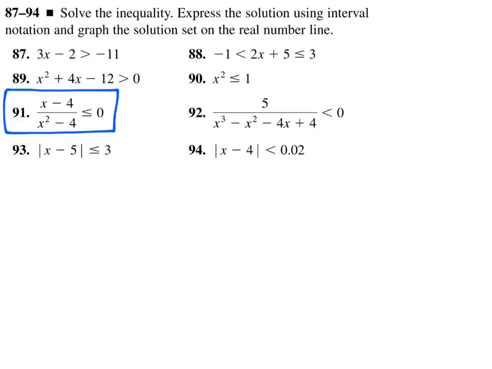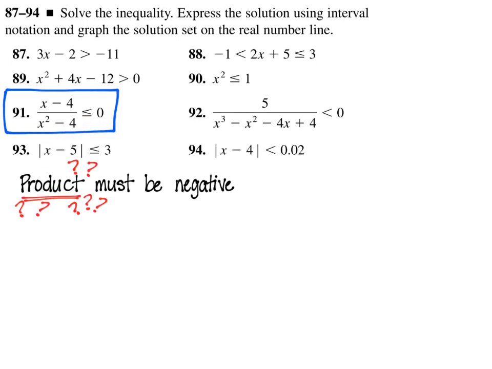This is Pre-Calculus Chapter 1 review. We're doing problem number 91 where we're doing inequalities, and we're looking at these inequalities, comparing them to 0. So in problem number 91, I'm looking for where that product is going to be negative, that this less than or equal to 0 means negative.